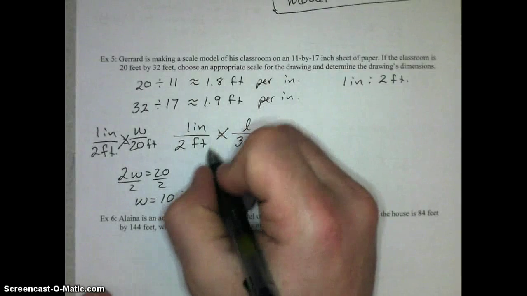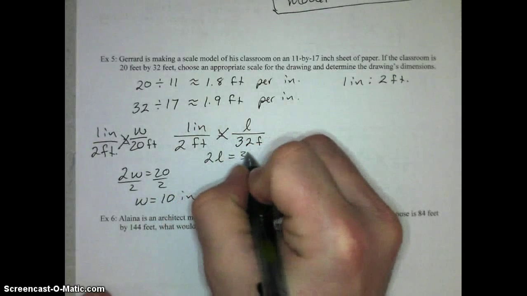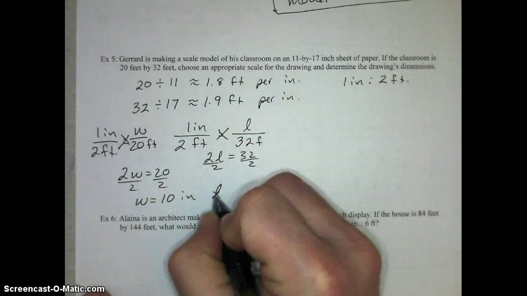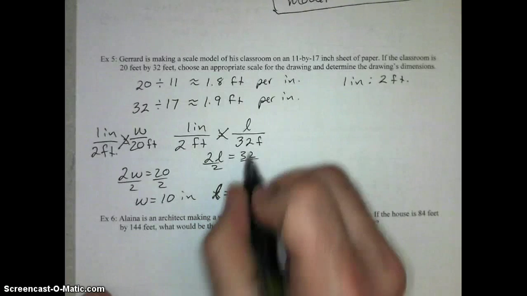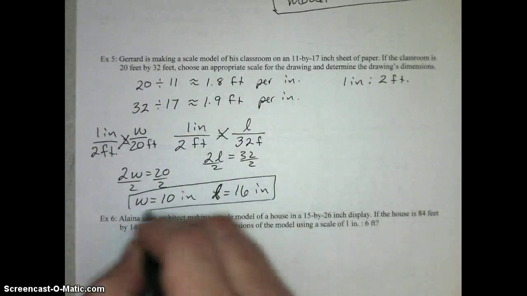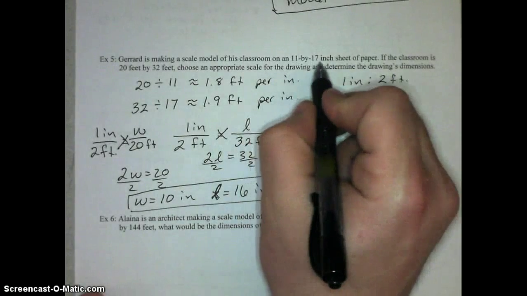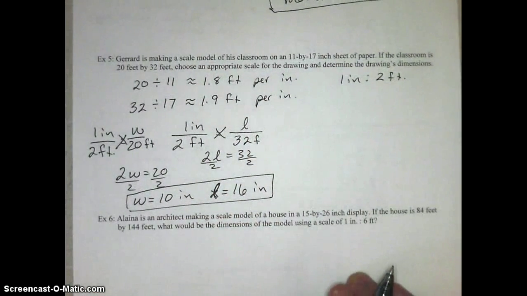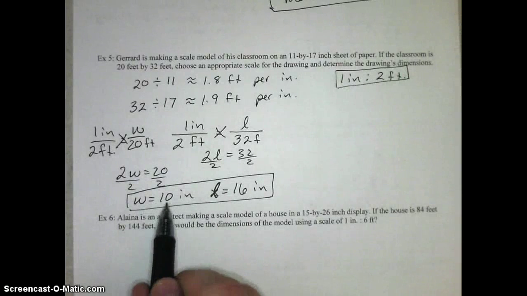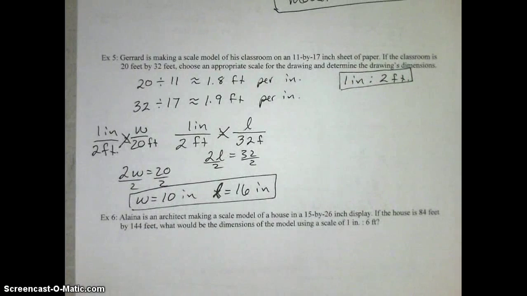And then same thing here, 2 times our length is 32, and divide both of those by 2. Our length is half of 32, or 16 inches. Okay, so our dimensions that we end up with are 10 by 16, which fits on the 11 by 17 inch piece of paper. So we're using a 1 inch to 2 feet ratio and getting 10 inches by 16 inches.